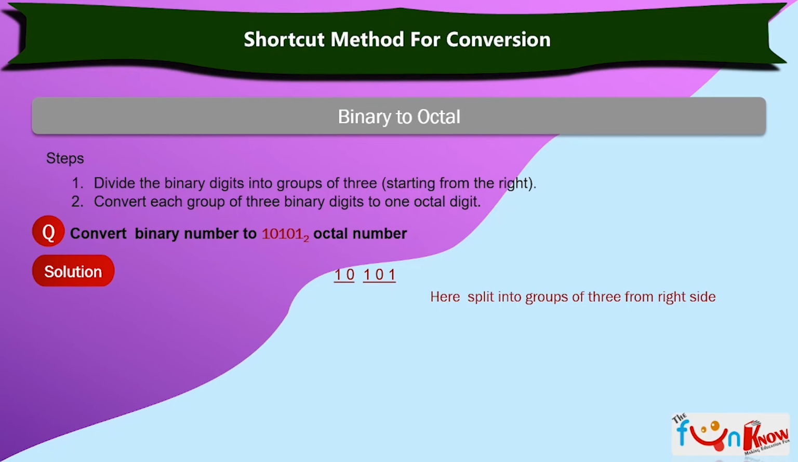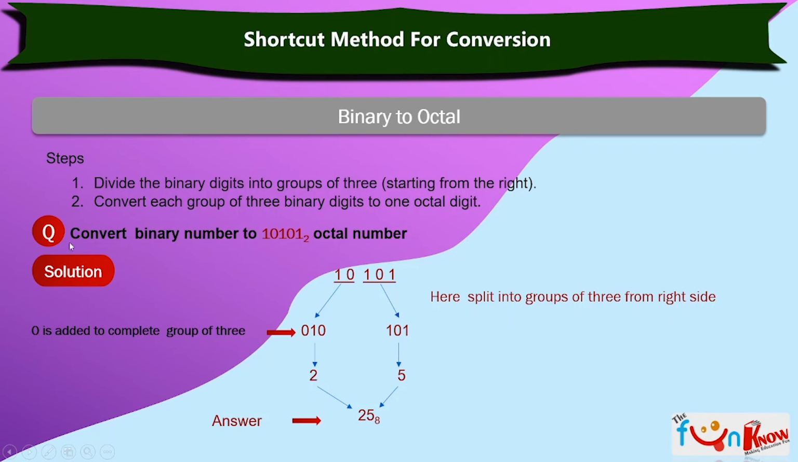Now we have split the value into groups of 3 from the right-hand side, that is 101, and the remaining 1, because there is no number, is considered as 010. Next, 0 is added to complete the group of 3. Next, we convert each group of 3 into 1 octal digit. So this will be 5, this will be 2. Together, this is 25 to the base 8.